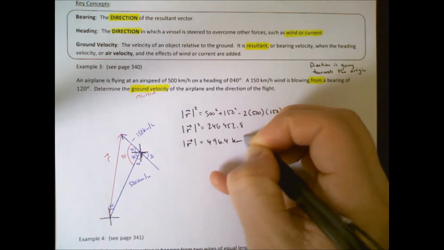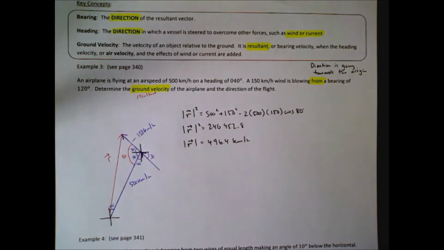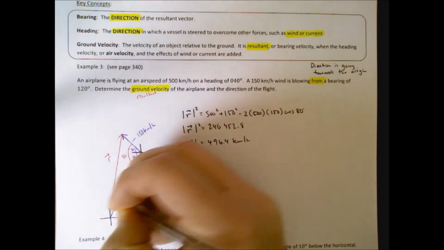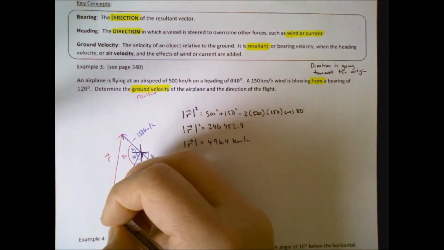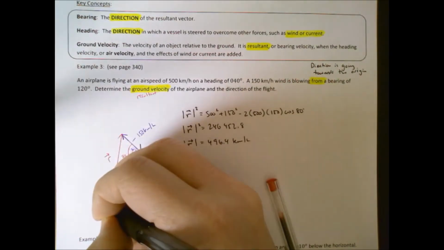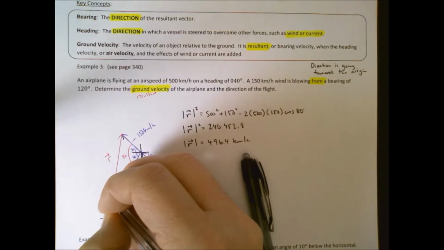That'd be kilometers per hour. So that is my ground velocity and my resultant. Now I need the direction. So to get my direction, what I want to do is find this angle here, call that theta. But what I really want is the angle, if I extend this line here, this angle here.